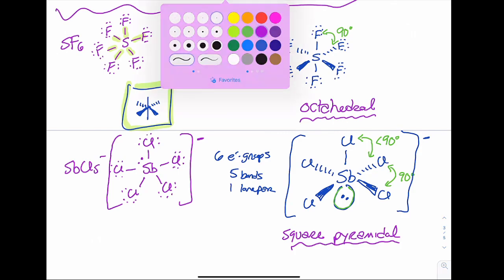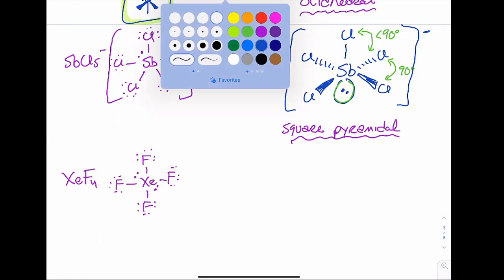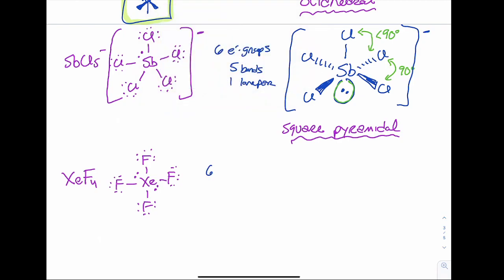One more example, and then we are through our chart. So our last one, I have xenon bonded to 4 fluorines. And when we draw our Lewis structure, I end up with 3 lone pairs on each fluorine. You'll find that you have 4 electrons left over, so both of those go on the central atom wherever you can fit them. So 6 electron groups, right? 4 bonds and 2 lone pairs.